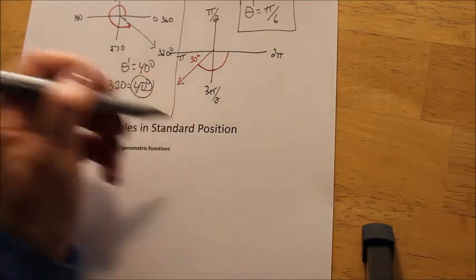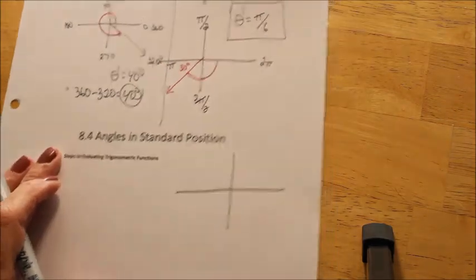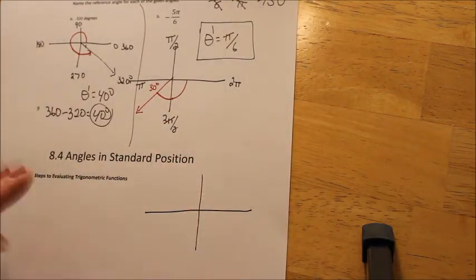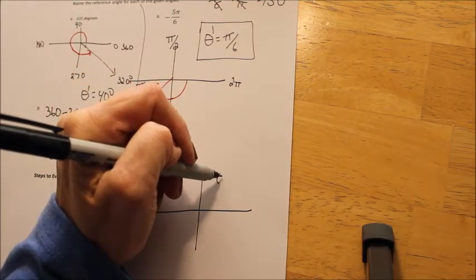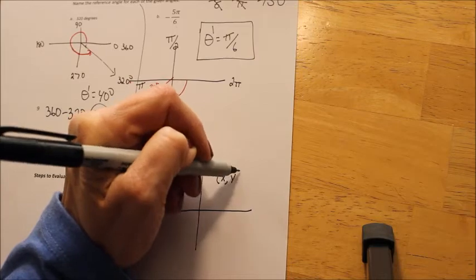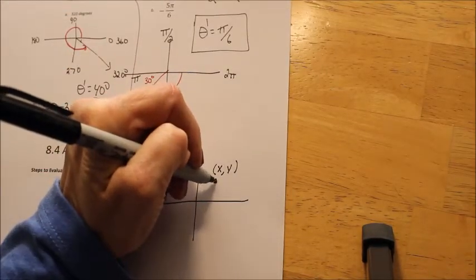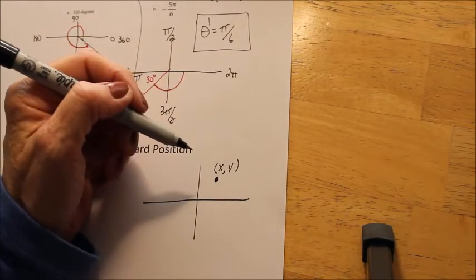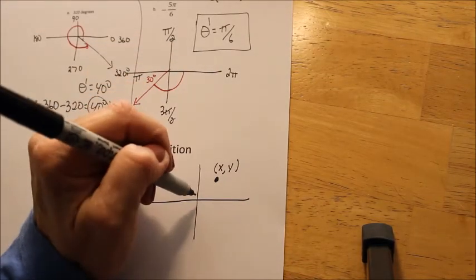I want you to imagine that you have a coordinate grid, and somewhere on that coordinate grid you're given some xy coordinates. So let's just make them positive. Let's say I'm given some positive x, some positive y, and I put that point right there. So it's some xy coordinate. What you're going to be doing is finding the reference angle.